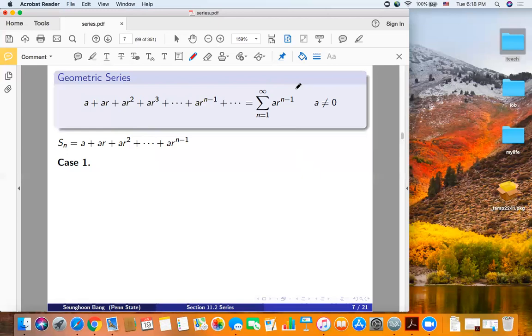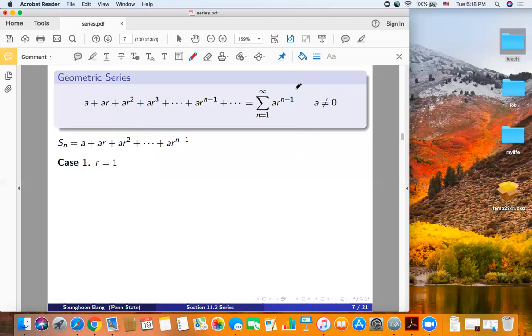Was it like our previous example? 1 over 2 plus 1 over 4 plus 1 over 8 plus 1 over 16 and so on. What is the answer? This value is 1. We have a finite number. In this case, the series is convergent to 1 from the previous example. In general, sometimes convergent, sometimes divergent, depending on the common ratio r.